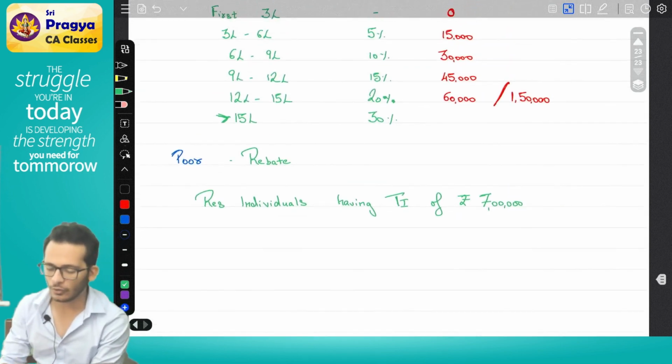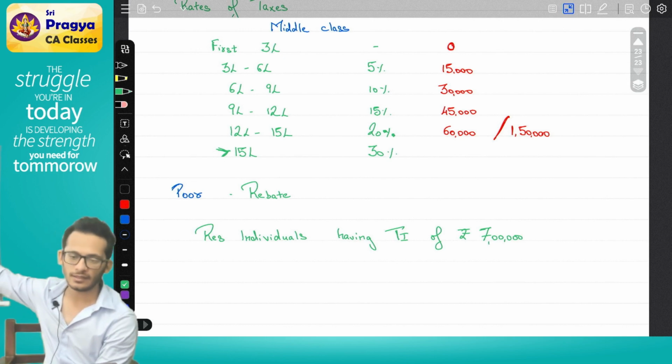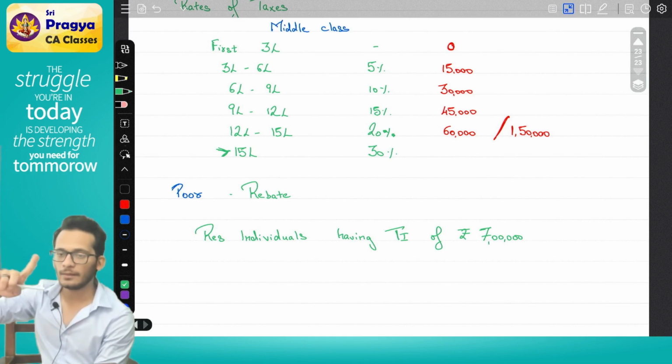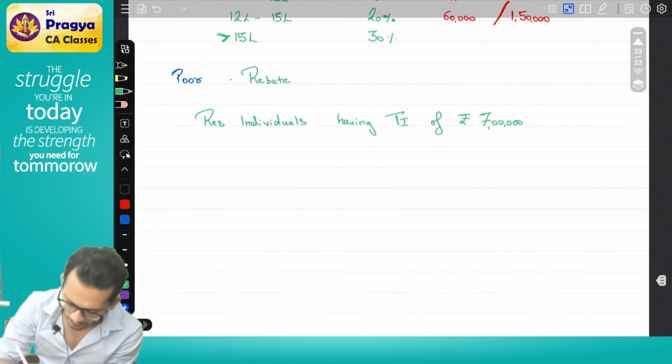I told you, if you are looking at an income, you will check how much is the tax up to that limit. For the first 3 lakhs, it was 0. 3 lakh to 6 lakhs, it is 15,000. Then next, how many lakhs? 1 more lakh. Check, no? You want to tax on 7 lakhs. How much is the tax on 7 lakhs? For the first 3 lakhs, it will be 0.